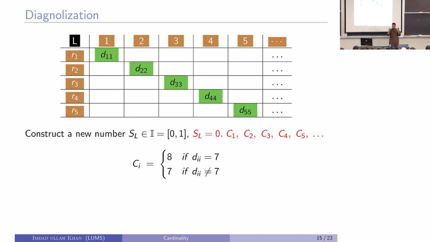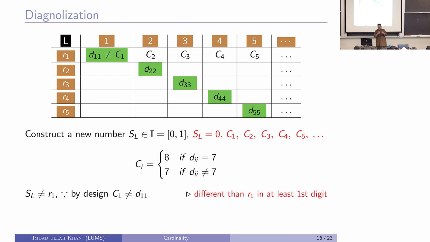Now, the reason I constructed it, again I am going to give you a more concrete example, so this table is going to expand. Now, look at this, I am asking, can this number that I constructed, SL, be equal to R1? Can SL be equal to R1? Yes or no, why not?